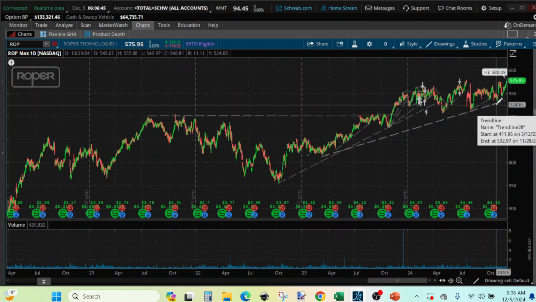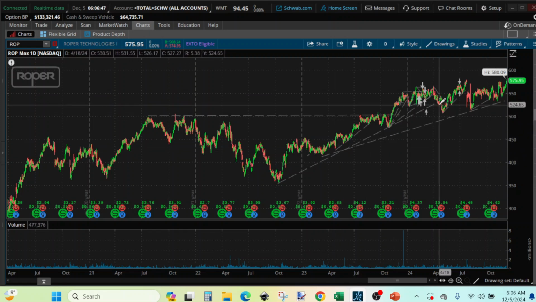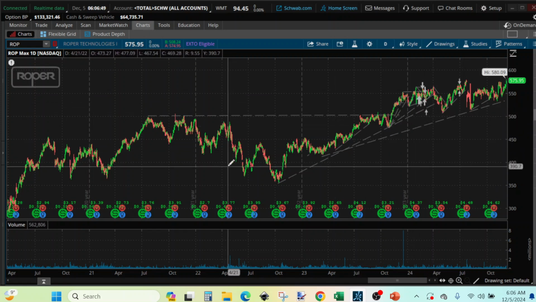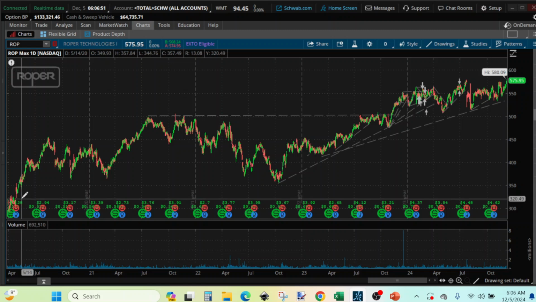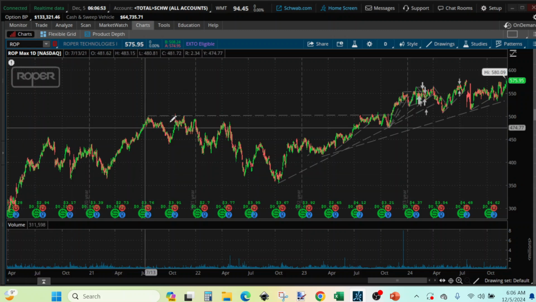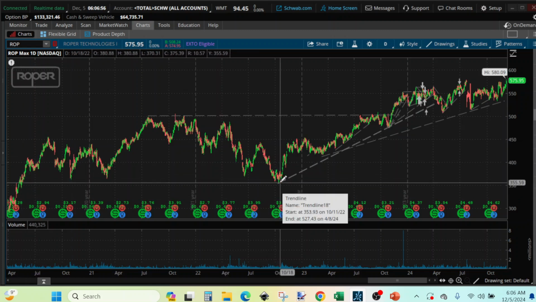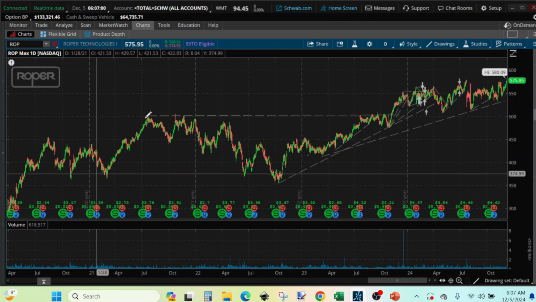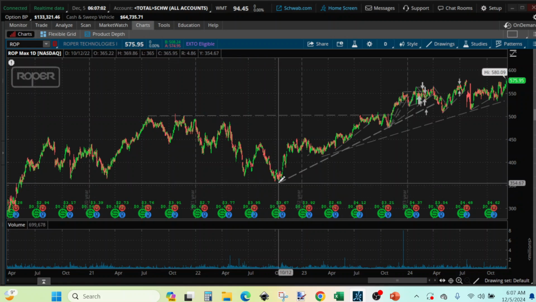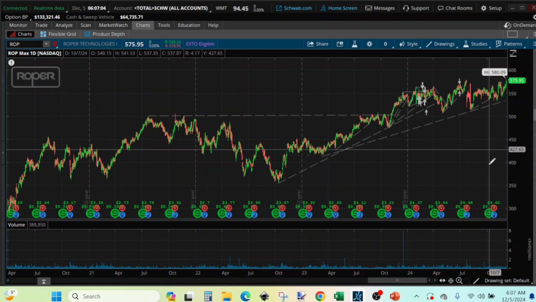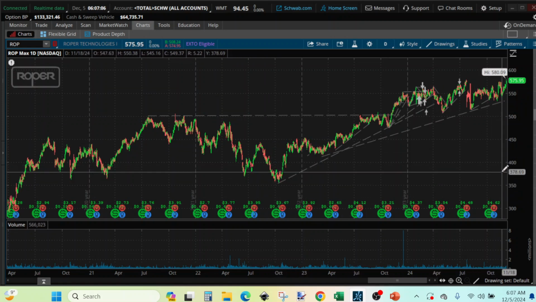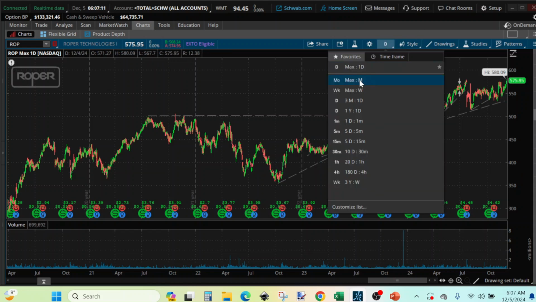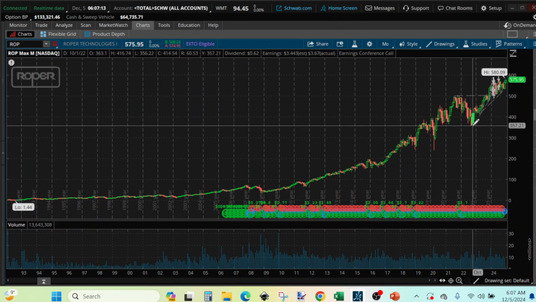So and again, I'm not sure. And you can see how it went well away from it and came back here. So it went well away from it and came back. So it could do that and come back again to here. So this, we are going to go to maximum monthly to actually see what is going on here.